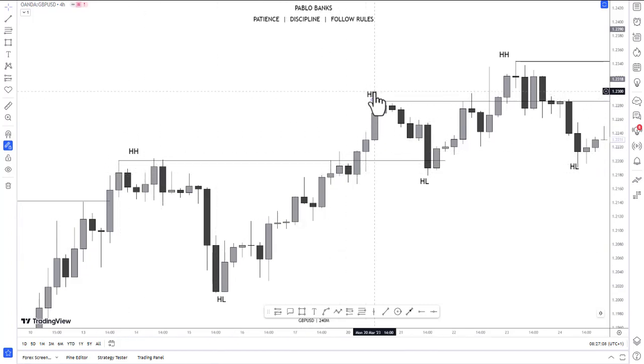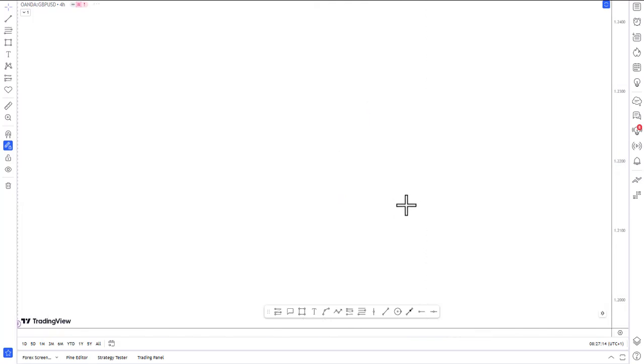And when this happens, price is expected to retrace and make a new higher low. But the higher low it is creating, what happened?